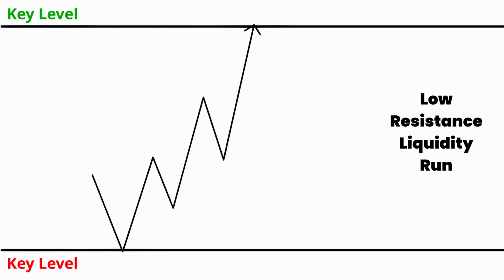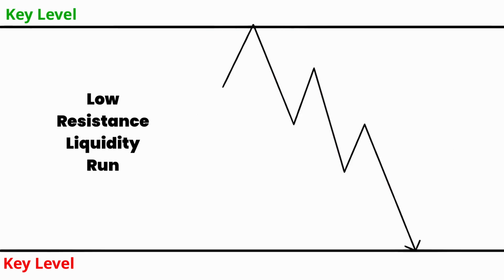If you take a look at a visual representation of a low resistance liquidity run, it would look like the following, where you would see the market drop into a key discount level, form a low there, and then begin to show signs of bullish order flow stepping in. We would see the market expand towards the upside, retrace, form a low, then expand towards the upside, retrace again, form a low, and then make the final push higher into the opposite side of the range or the opposing key level, which is of course a buy side liquidity pool. This is a very quick and sudden move towards the upside. This is what is called a low resistance liquidity run.